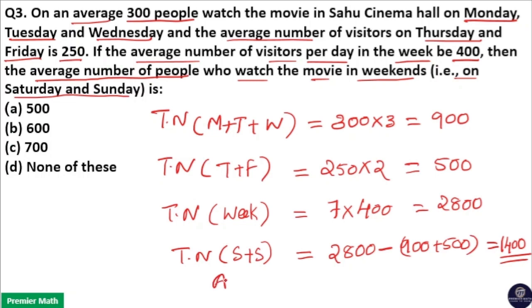So the average number of people who watch movies on Saturday and Sunday is 1400 divided by 2, because this is the total number of people who watch movies on Saturday and Sunday. Now the average of Saturday and Sunday is the total number 1400 divided by the total days 2, that is equal to 700. So option C is your answer.